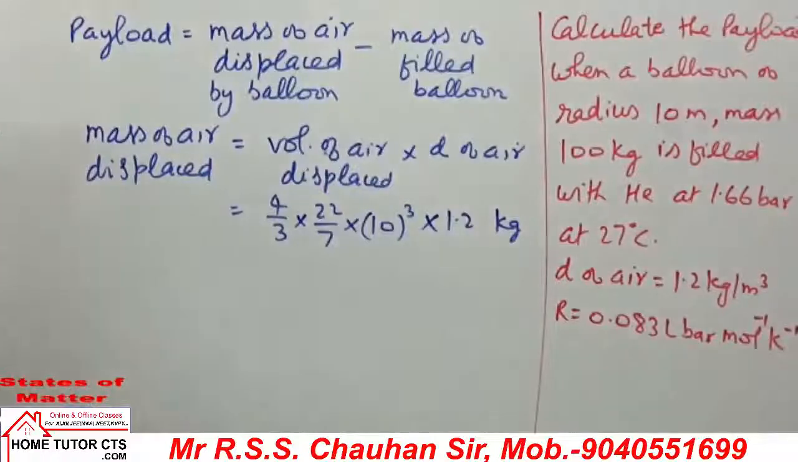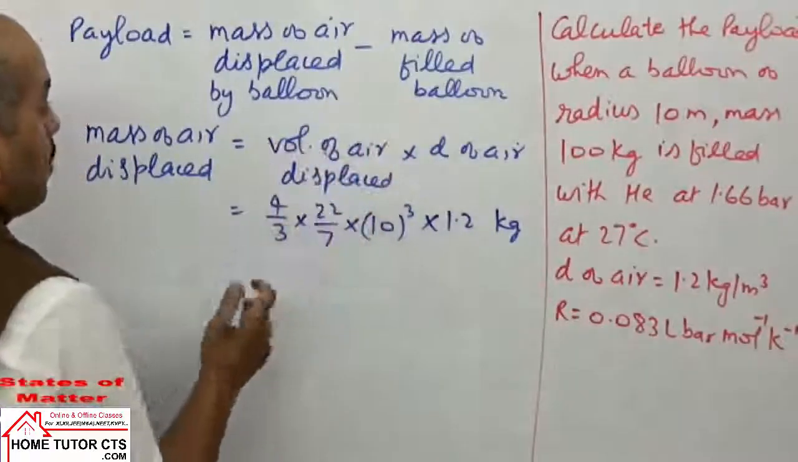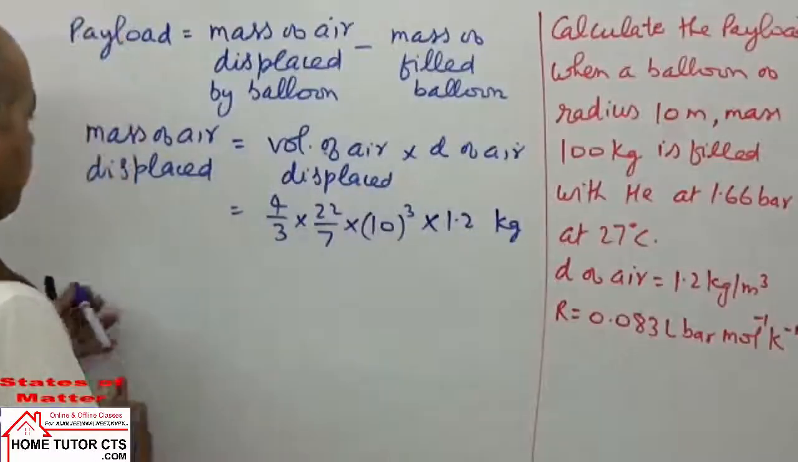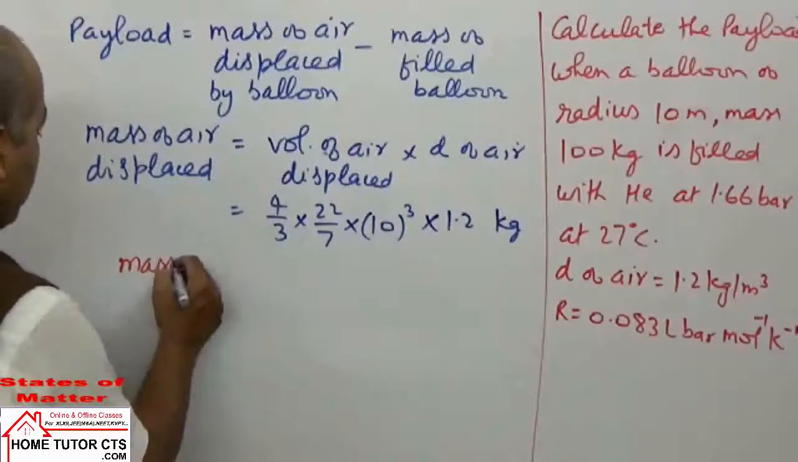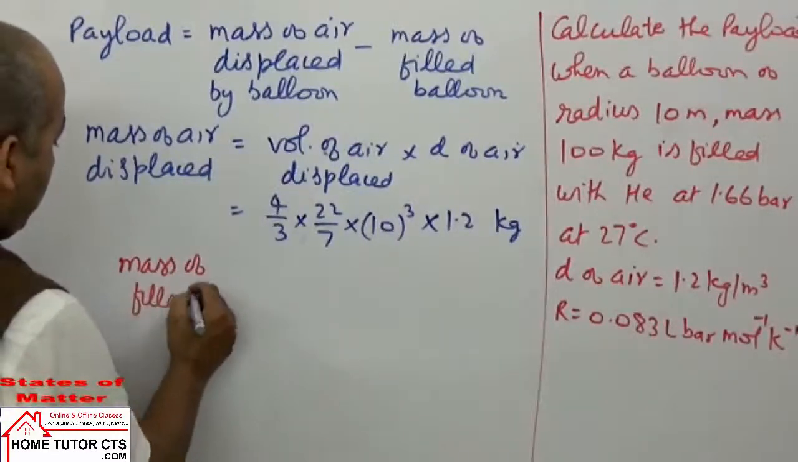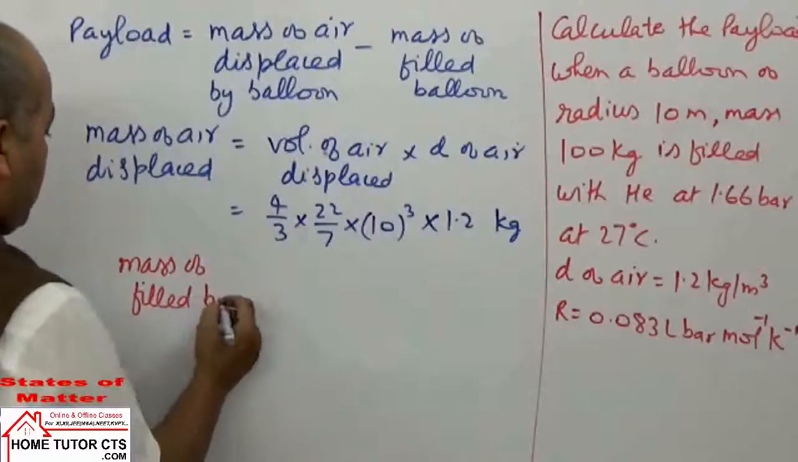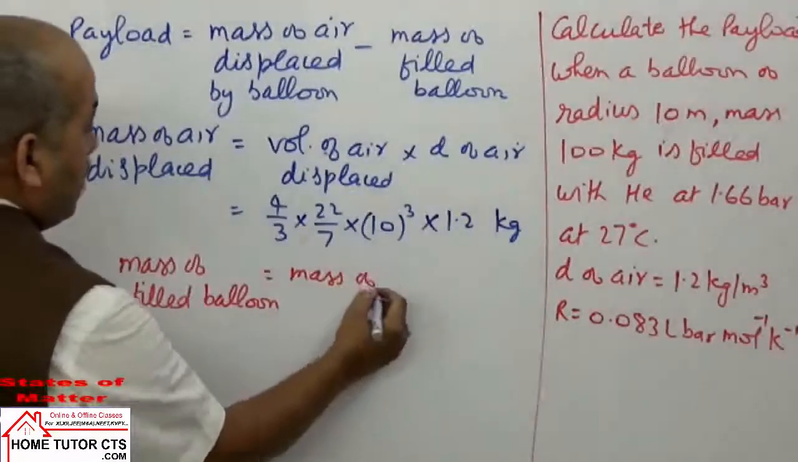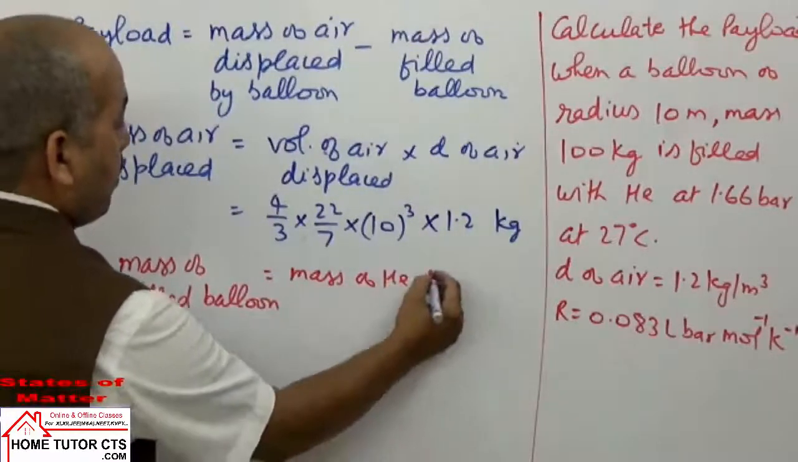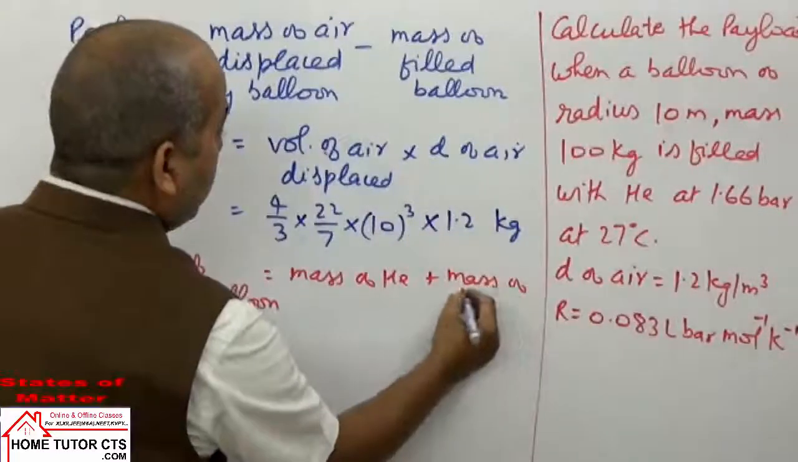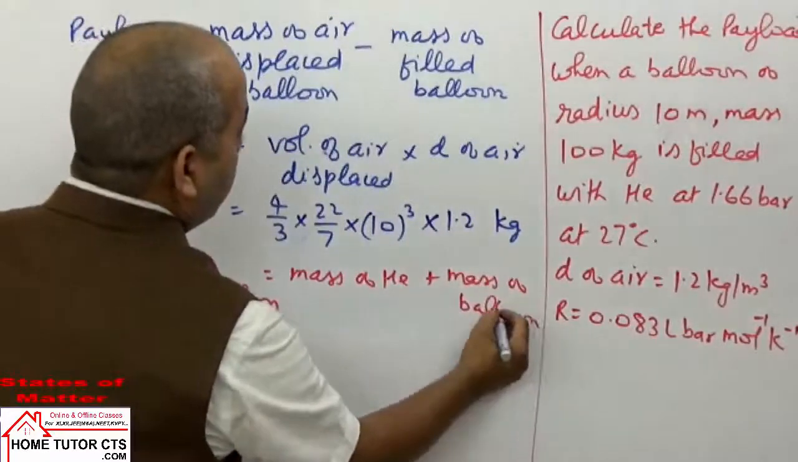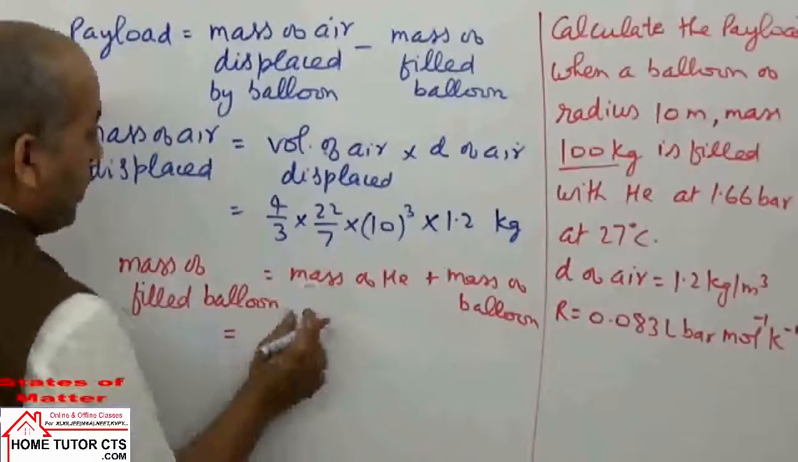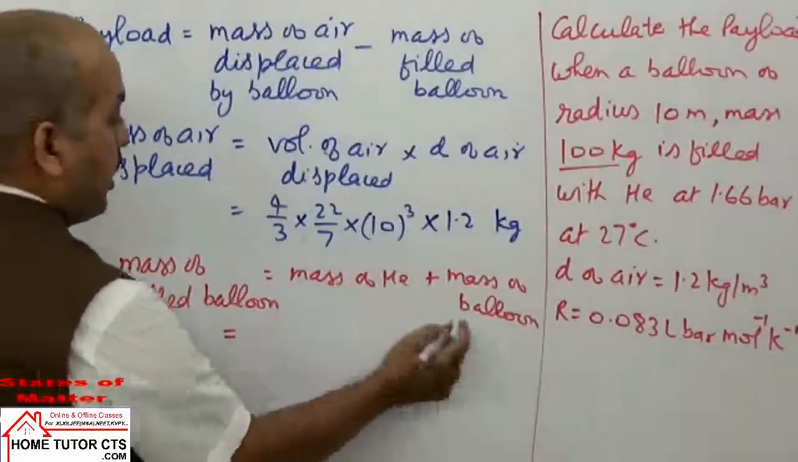Now what is the mass of the filled balloon? The mass of the filled balloon can be taken as the mass of the empty balloon plus the mass of helium in the balloon. It is the mass of helium inside the balloon plus the mass of the balloon itself. It is a big balloon of mass given 100 kg. So what is the mass of helium here? This is given to you already.